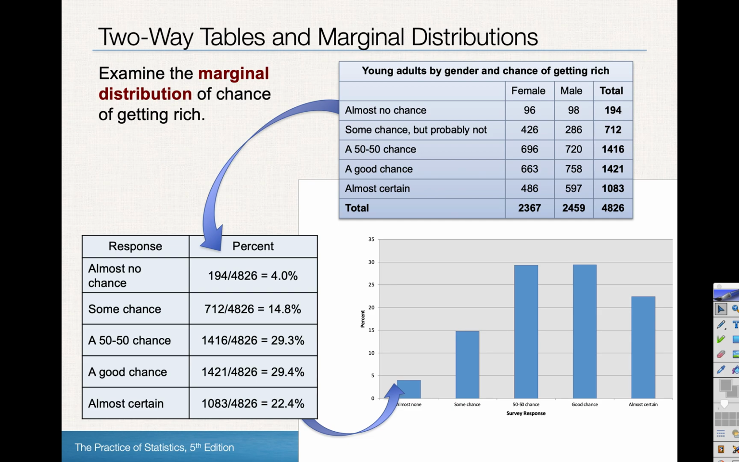Now, some of you might say, hey, Mr. Walsh or Mr. Vita, there is no title to this bar graph. There is. It's just behind this survey or this table here.